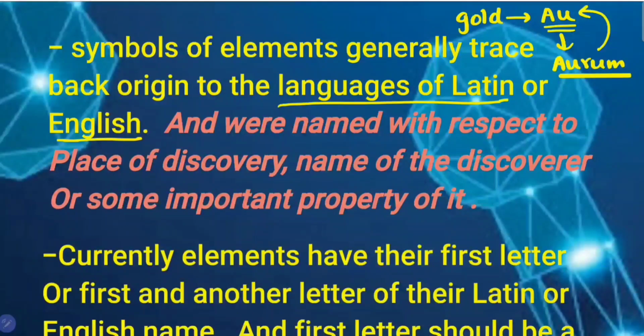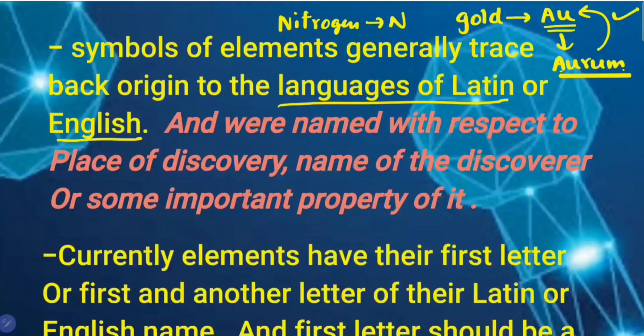So the symbols of elements that we use now trace back to either Latin or English. In this case it is Latin: Au is from the Latin word aurum. And for nitrogen, which is an English word, the symbol is N. So for nitrogen, the symbol derives its origin from English and not Latin. For some the origin is Latin, for some it is English.